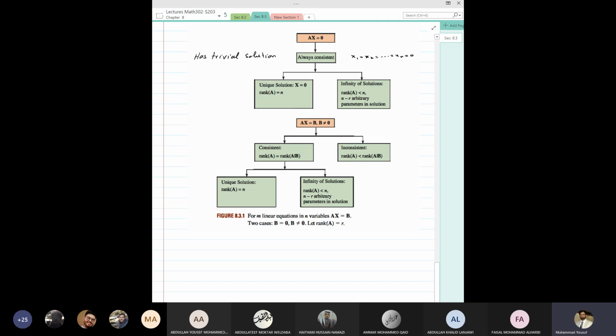Now, when it is consistent, then we have two possibilities. Number one, we have a unique solution, only one solution, if the rank of A is equal to n, the number of variables, or number of equations, n. And otherwise, the rank of A is less than n. Here n is the number of variables.